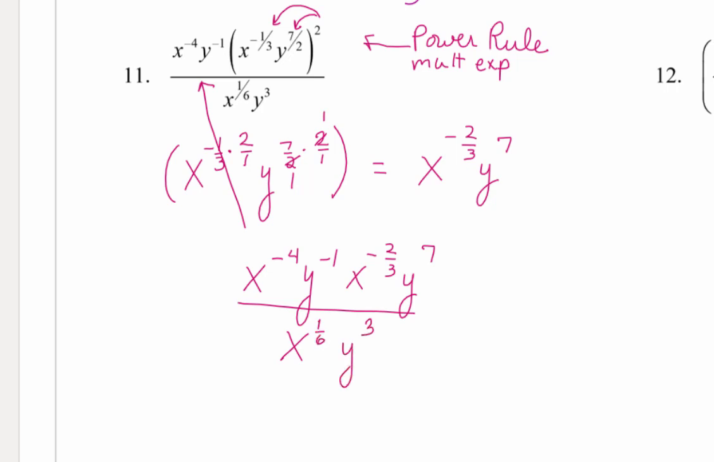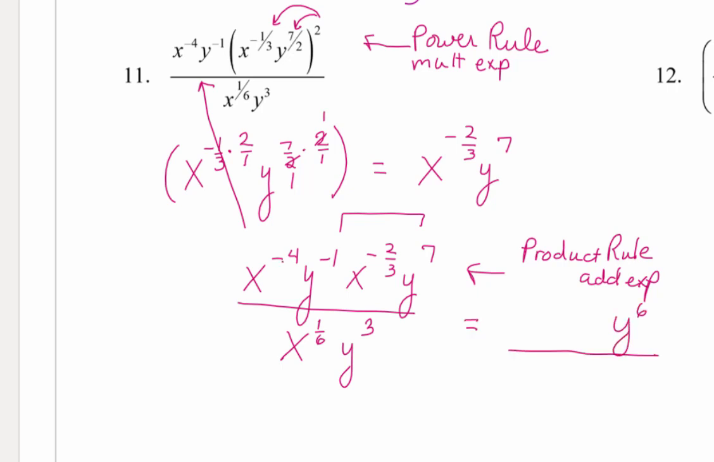There's some product rule we can do here, right? We can add exponents, the ones that have the same base. So the y's are easy. Y to the negative 1 times y to the 7th. If you add those two exponents, that's a y to the 6. So we have y to the 6.